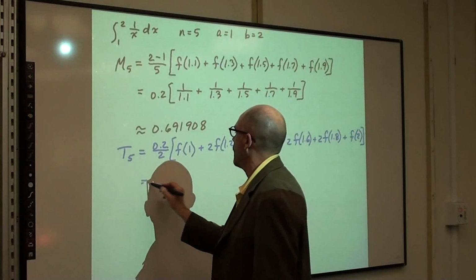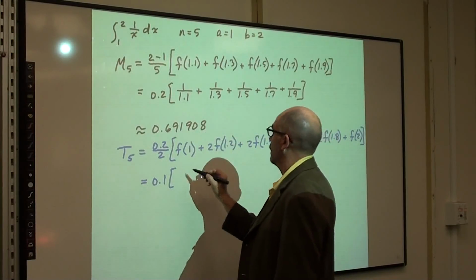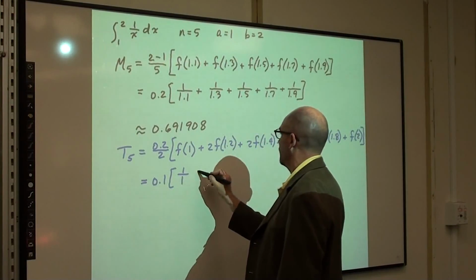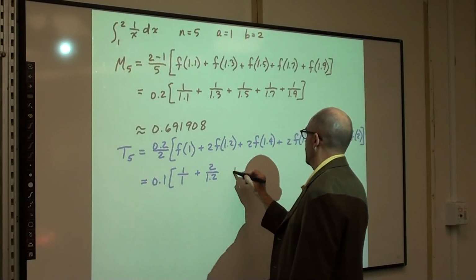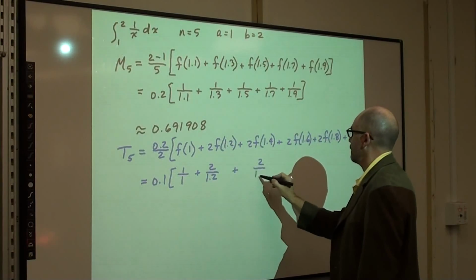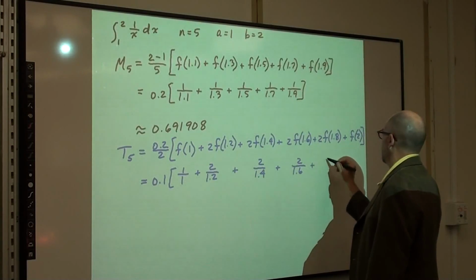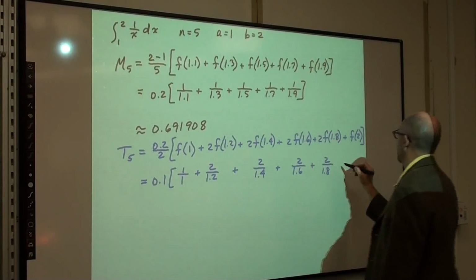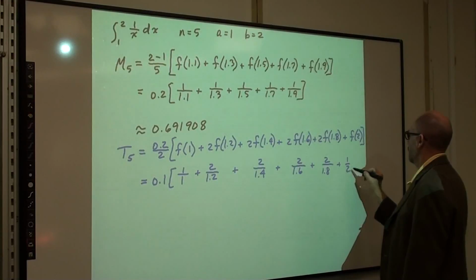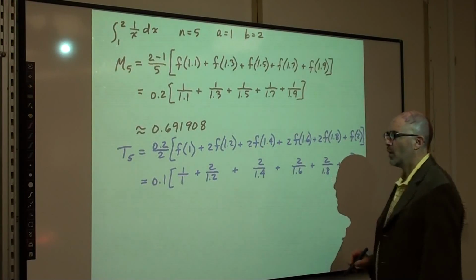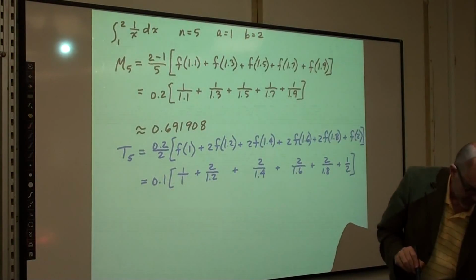So we end up with 0.1 times 1 over 1 plus 2 over 1.2 plus 2 over 1.4 plus 2 over 1.6 plus 2 over 1.8 plus 1 over 2. Now we add those up and we end up with 0.695635.